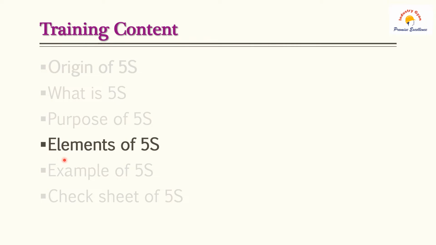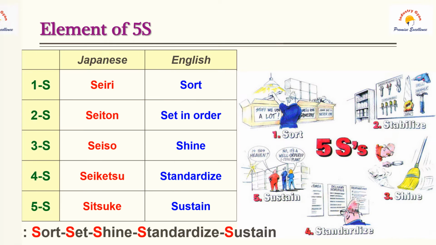So let's discuss the elements of 5S. As I already explained, 5S is a Japanese methodology in which 1S denotes Seiri, that means sorting. 2S denotes Seiton, that means set in order. 3S means Seiso, that means shining. 4S belongs to Seiketsu, that means standardize. And 5S belongs to Shitsuke, that means sustain. All S together are called 5S. That means sorting, set in order, shine, standardize, and sustain.